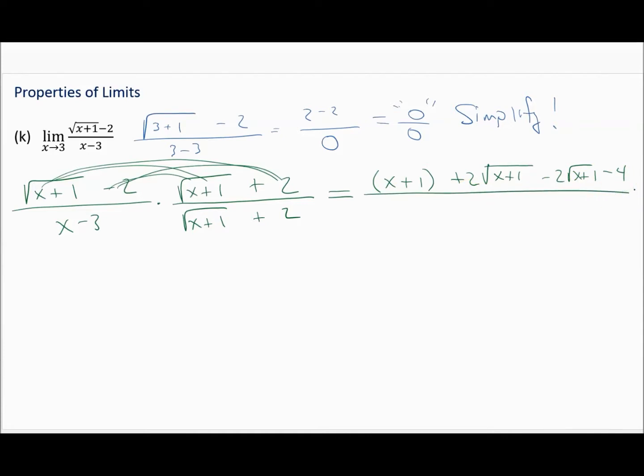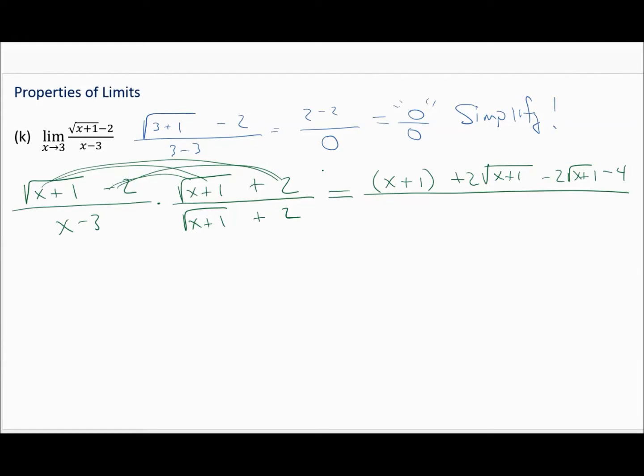Okay? So again, it's all about these algebra skills. So I used the FOIL method. I did first times first, which gives me this. For outers, so square root of x plus 1 times positive 2 is this term. The inners, negative 2 times square root of x plus 1 is the third term. And finally last, negative 2 times positive 2 is negative 4.